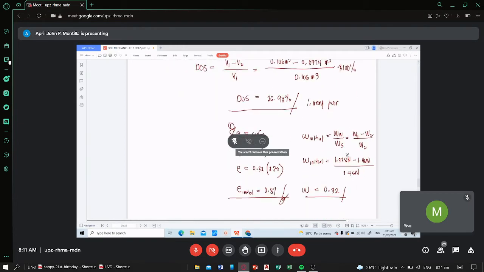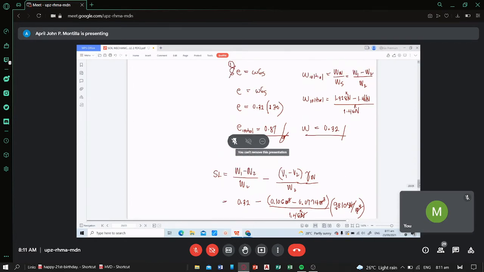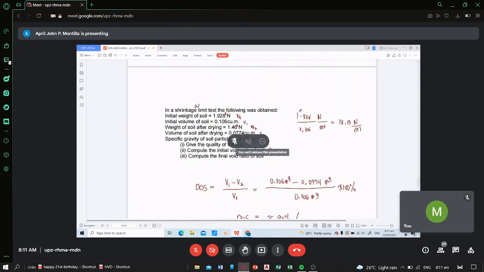So magka-cancel lang din yan. Kilonewtons, kilonewtons. Same as 0.32 tayo. No? So kung kilonewtons ito, dapat ito 9.81 kilonewtons per cubic meter. No? That is a typographical error siguro. No? Diyan pala ang malalaman nyo na sa value. Hindi yan magiging 18.19 Newton per cubic meter. So kapag Newton per cubic meter yan, naka 1,000 yan.